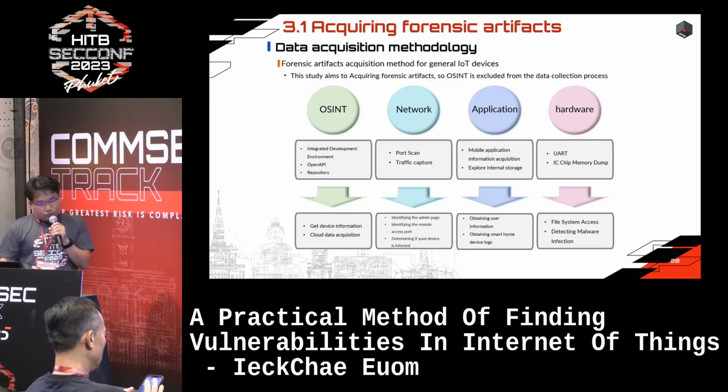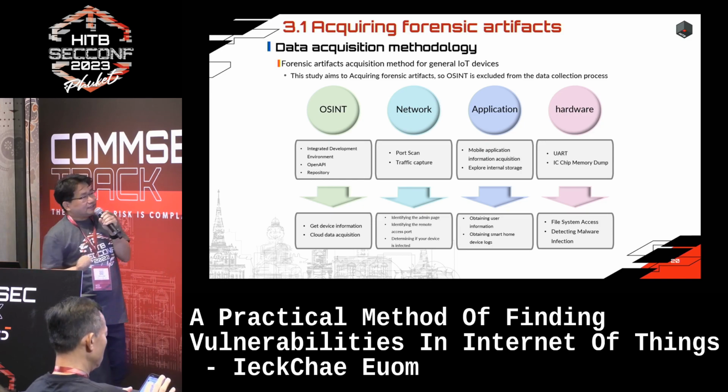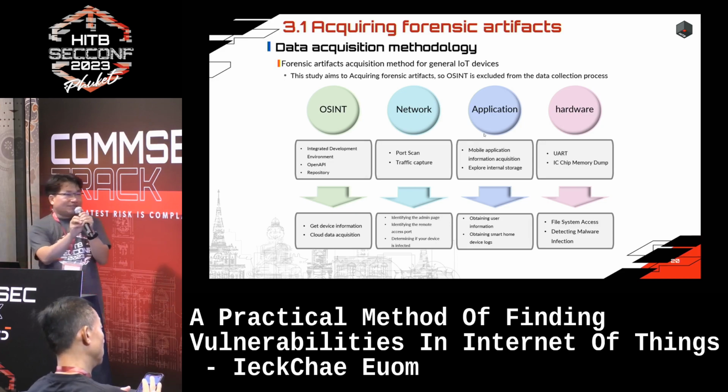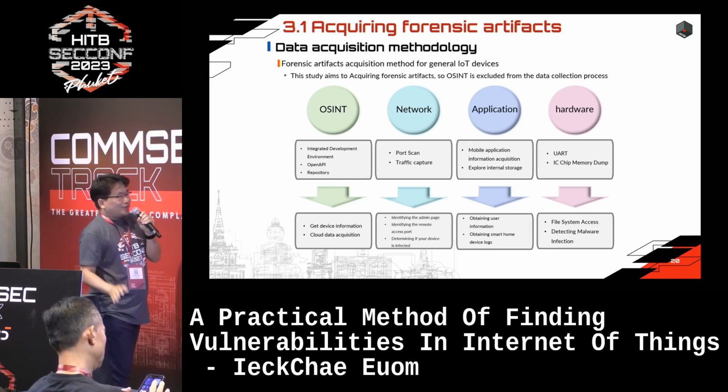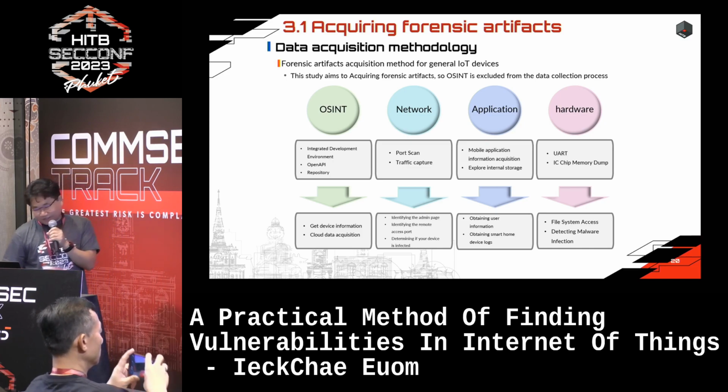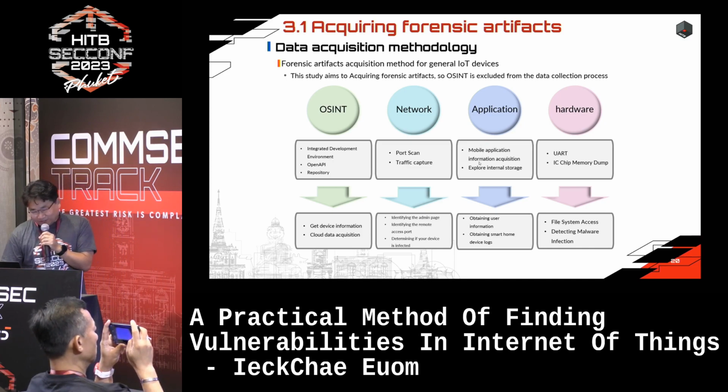Next, how do we collect the data? The acquisition methodology: we focus on four aspects. First is the physical hardware aspect. As I said, from memory or firmware via the UART or the JTAG port. And next is the application. This application means the application installed on the smartphone, so it's the mobile application.